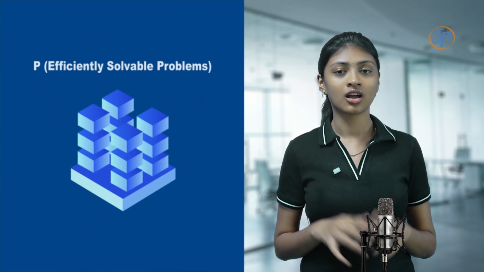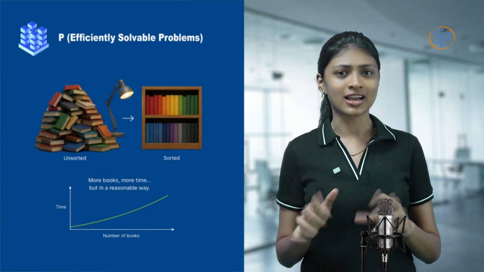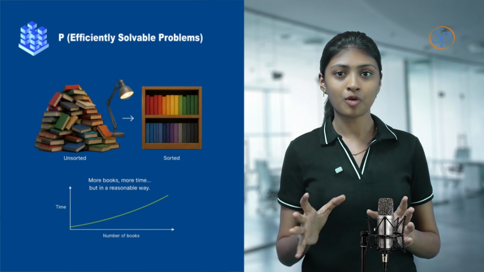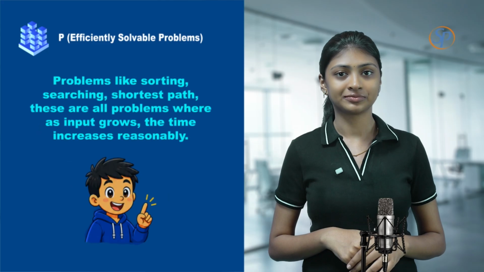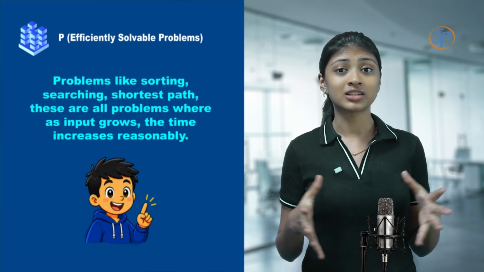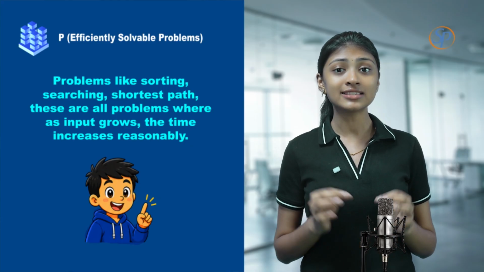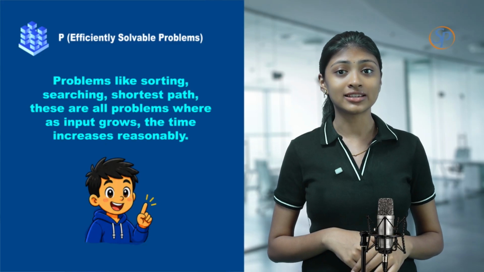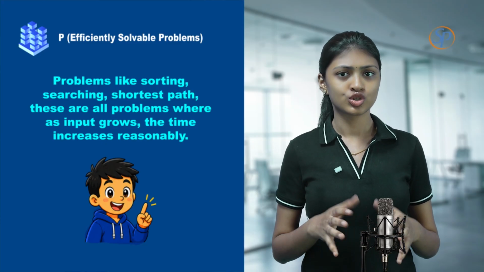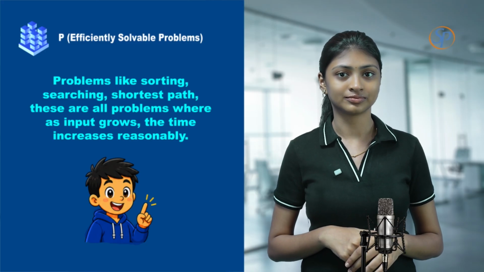Concept 1. P. Efficiently solvable problems. Let's start simple. P represents problems that can be solved efficiently in polynomial time. Now think of problems like sorting, searching, shortest path. These are all problems where as input grows, the time increases reasonably. So these are considered easy in computer science terms.